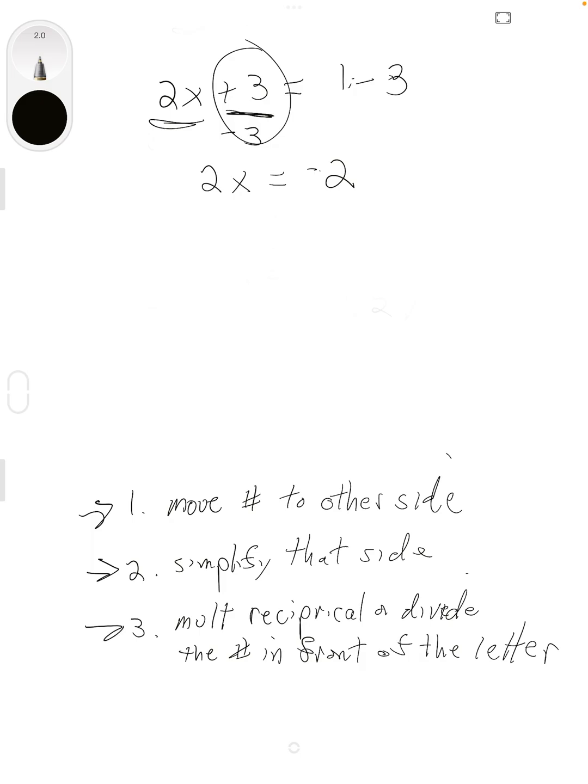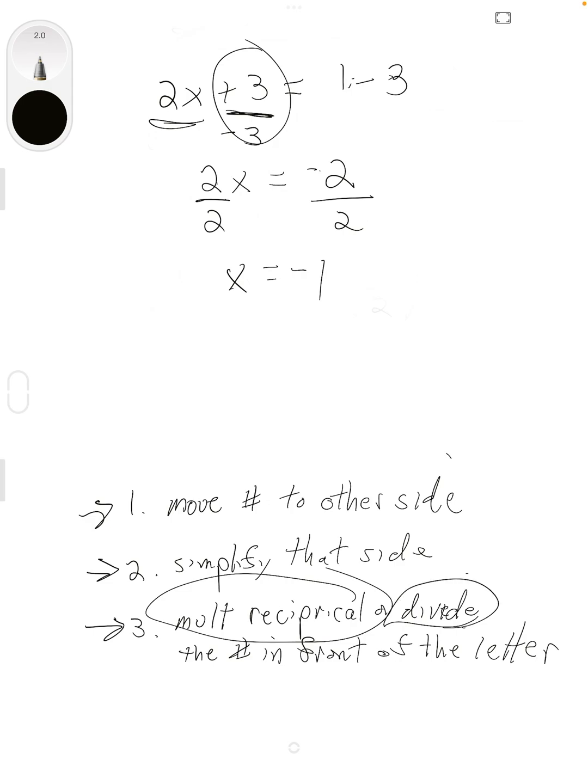Now I'm going to do the third part, which is multiply times the reciprocal, or just, in this case, divide by 2. 2 divided by 2 is 1. But if I do it to the left, I have to do it to the right. And 8 over 2 is 4. Answer. So if it is a fraction, I multiply times the reciprocal. If it's not a fraction, I just divide by whatever number's in front of the letter.